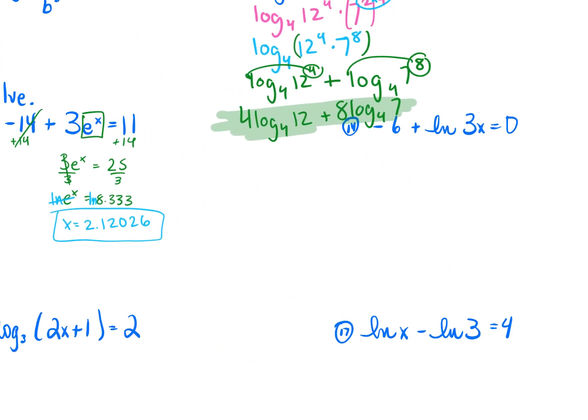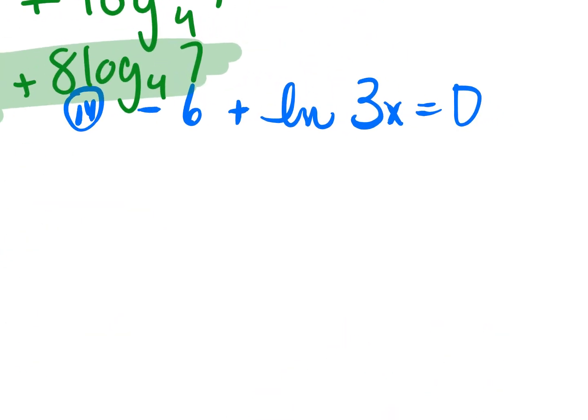Let's do 14. What should we do first for 14? Move the 6. So I'm going to add 6 to the other side. So we have the ln of 3x is equal to 6. Then what?